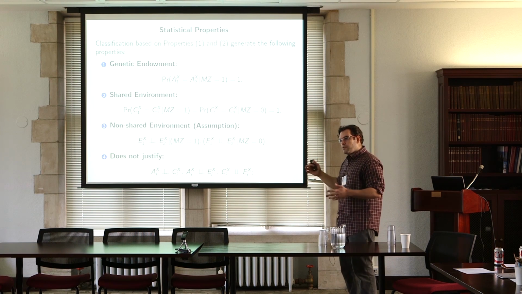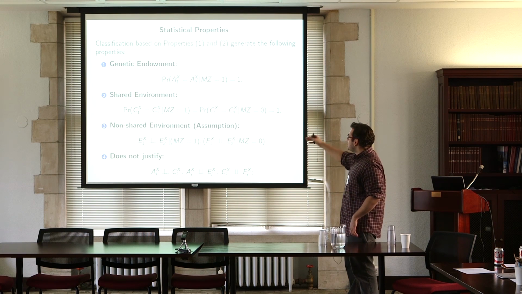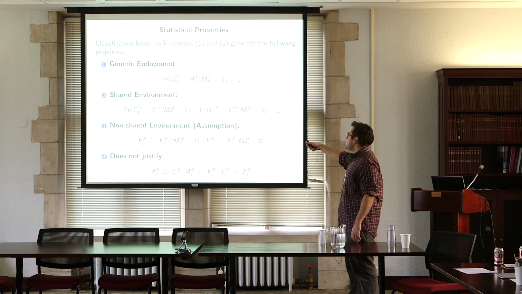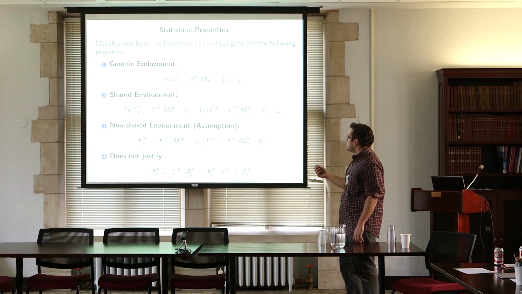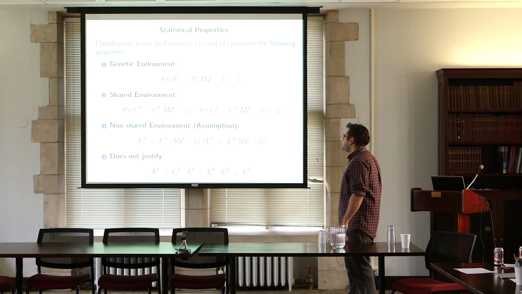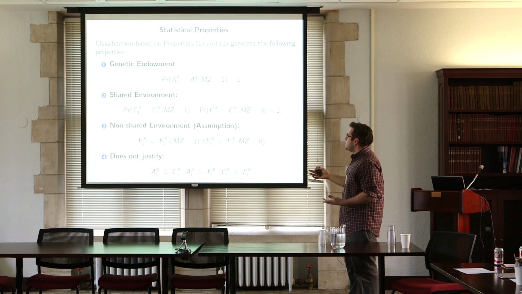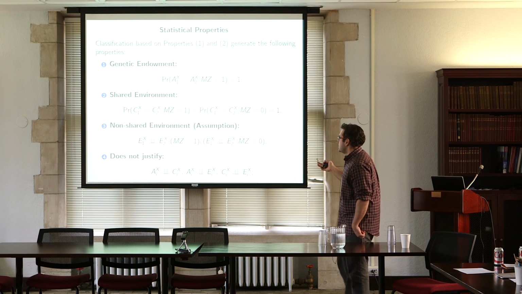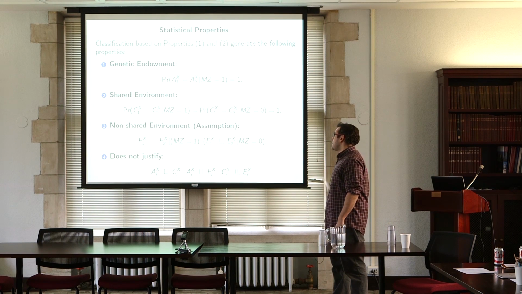You can define the variables according to a model. For the first one, the genetic endowment of the first twin is equal to the other one, when MZ is an indicator function that takes value 1 if twins are monozygotic, and those variables are equal. The second one is the shared environment, and the C's are equal for both twins, regardless of whether they are monozygotic or dizygotic. Then you have the non-shared environment.